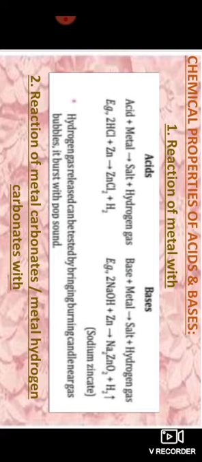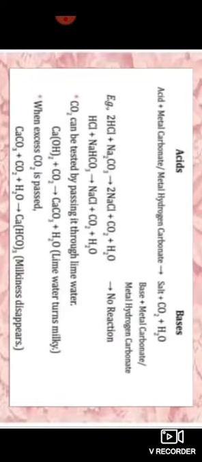The second chemical property is the reaction of metal carbonates and metal hydrogen carbonates with acids and bases. When the acid reacts with metal carbonate or metal hydrogen carbonates, it results in the formation of salt, water and carbon dioxide gas, as shown in the below reactions. But when bases react with the metal carbonate or metal hydrogen carbonate, they do not give any product, or there will be no reaction.